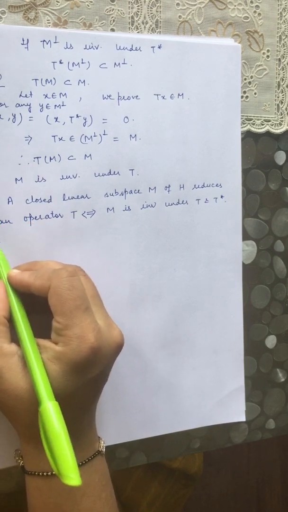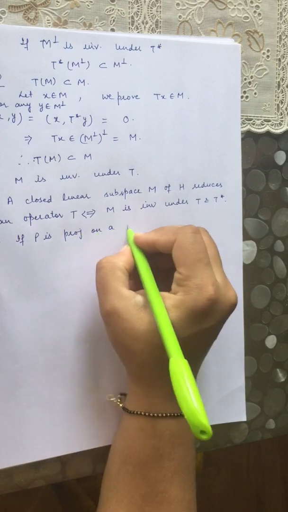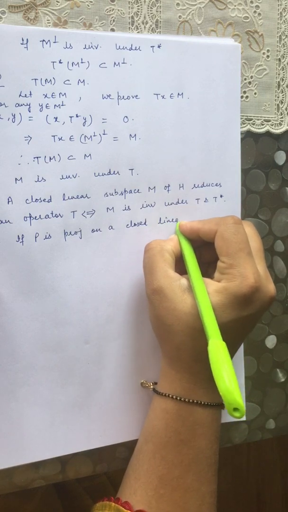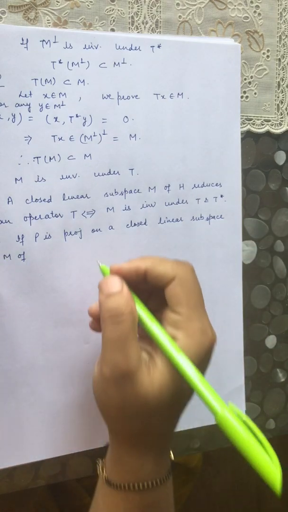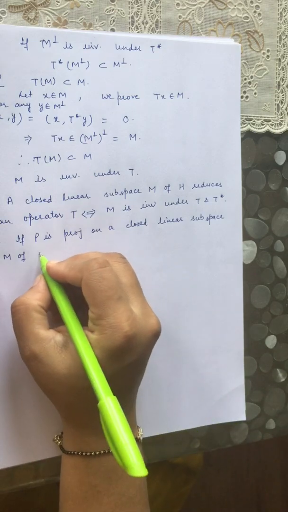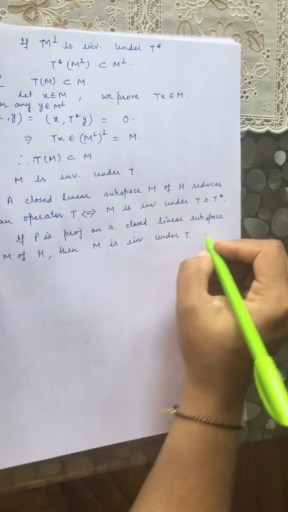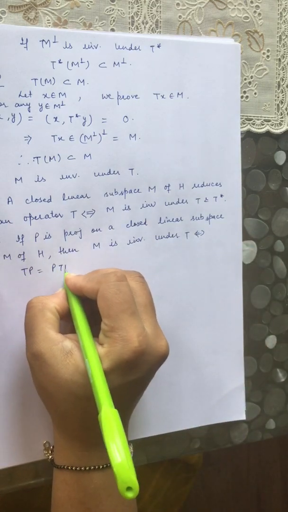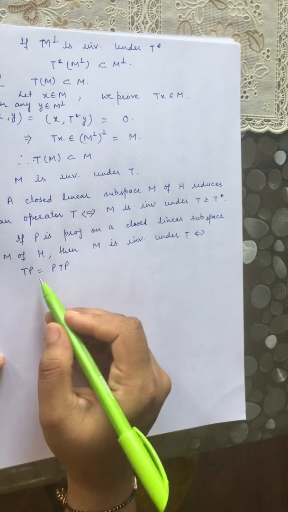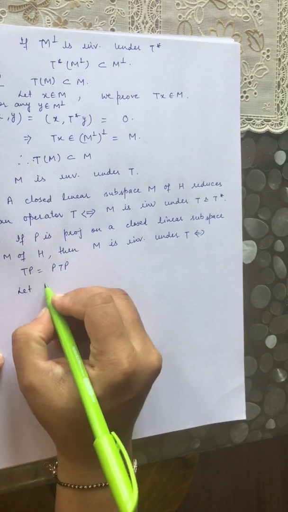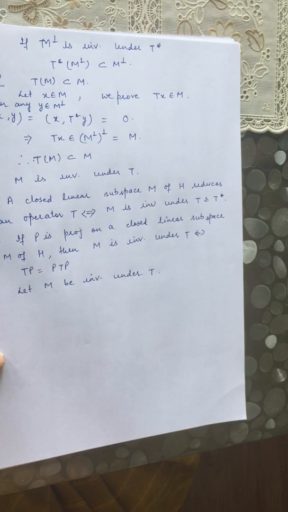So we have the next theorem, theorem D. If P is projection on a closed linear subspace M of H, then M is invariant under operator T if and only if TP is equal to PTP. If M is invariant under T, then we have to prove TP is equal to PTP. So let firstly M be invariant under T. Here we have given that P is a projection on closed linear subspace M.